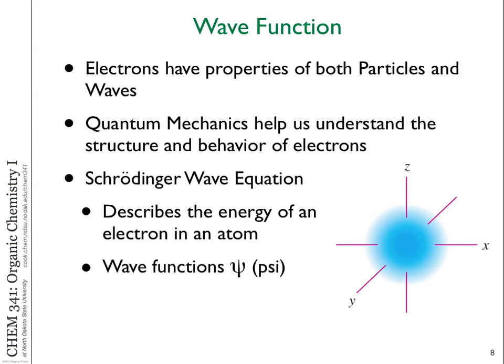I'm not going to get into quantum mechanics and particle physics here. I'm just giving you a general overview of this. But this wave equation, which is describing the energy of an electron in an atom, we call a wave function. It's given the Greek symbol psi, and there's a whole lot of mathematics behind that. But what is a wave function?